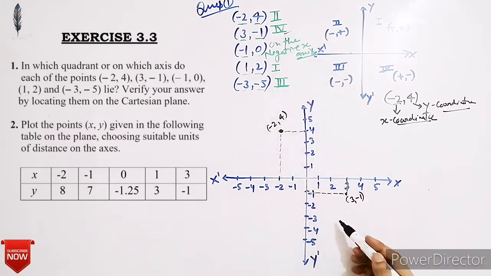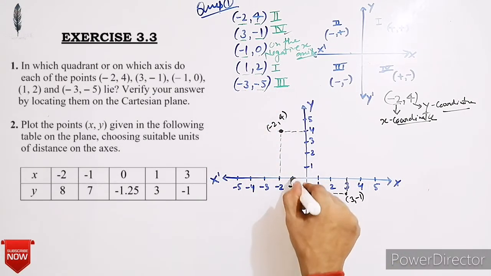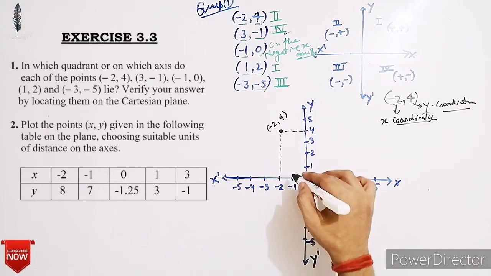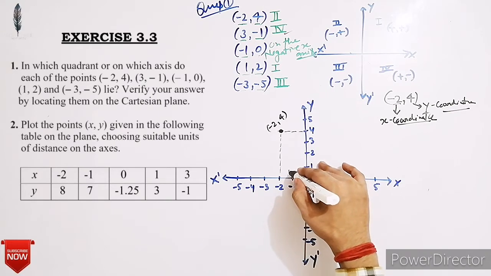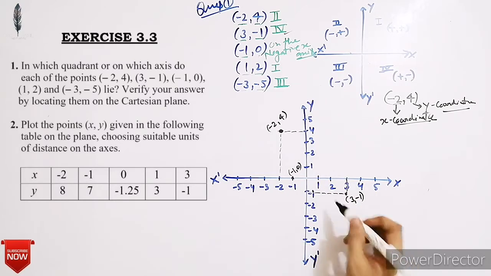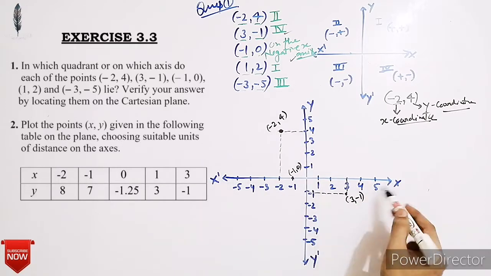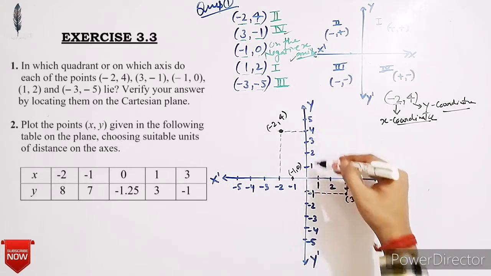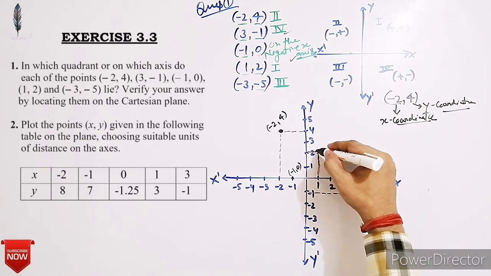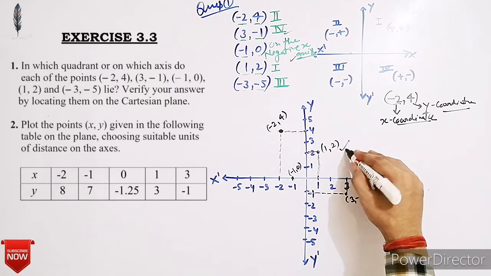Okay, now our next point is (-1, 0). Here x coordinate is -1, so on x-axis -1 is here and y coordinate of this point is 0. So at this point, here is the required point with the coordinates (-1, 0). It lies on the negative x-axis. Okay, now next is (1, 2). On x-axis 1 is here, on y-axis 2 is here. So the required point with the coordinates (1, 2) is here. It lies in the first quadrant.